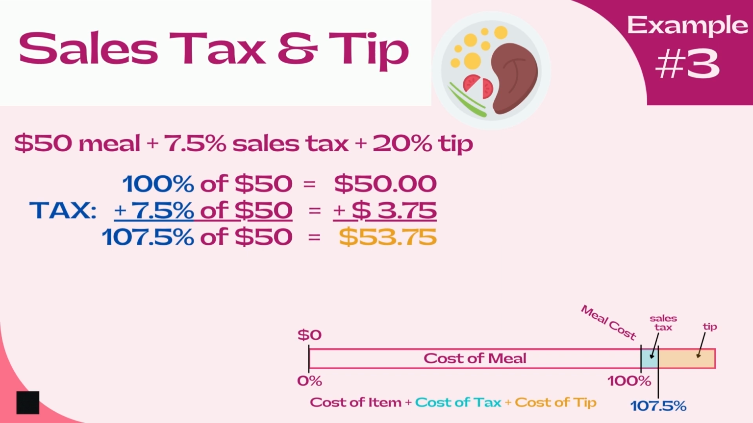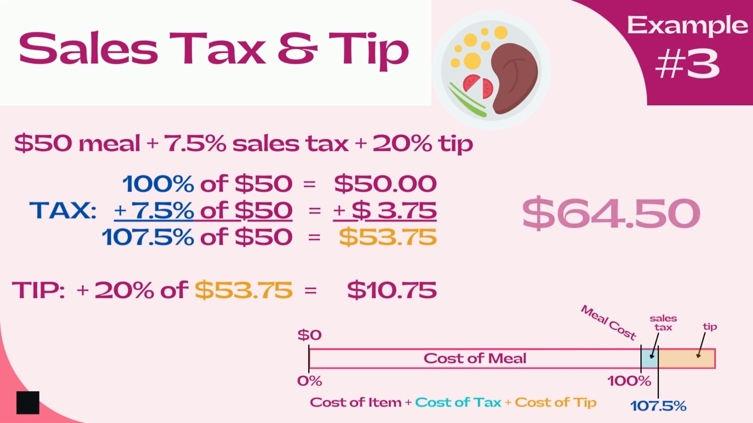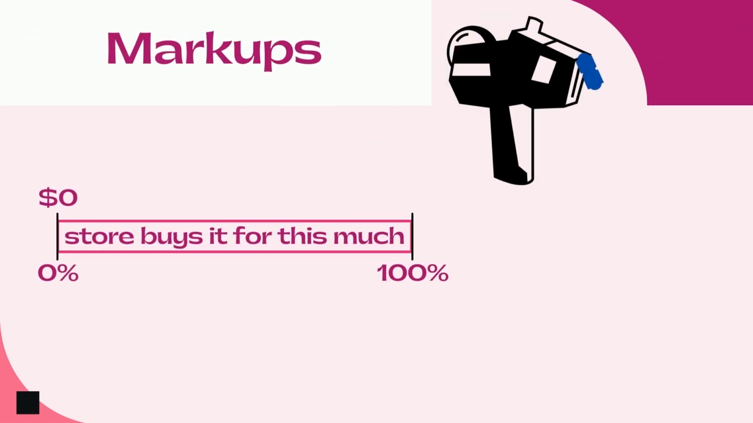But don't forget your poor waiter or waitress who really needs a tip. So we need to figure out 20% of $53.75. 20% as a decimal is 0.2 times 53.75 is going to give you $10.75 for your tip. When you add all that together, your meal cost you $64.50. Might as well round that up to $65 and throw your waiter a little extra.